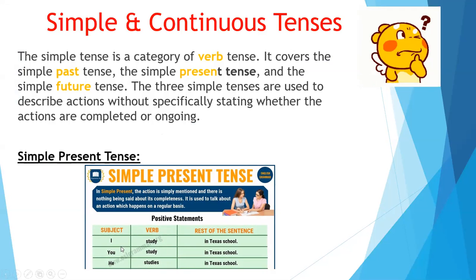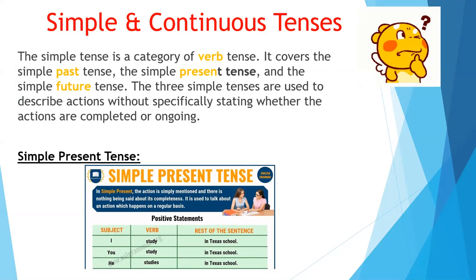It's quite simple. For example, if our subject was I and our verb was study, and the rest of the sentence, the predicate, would be in Texas school, we would say: I study in Texas school. That is the simple present tense. Present means it's happening now. If I had to say he, I would say he studies in Texas school. So sometimes the verb form has to change. There are a few exceptions which we'll also look at a bit later.